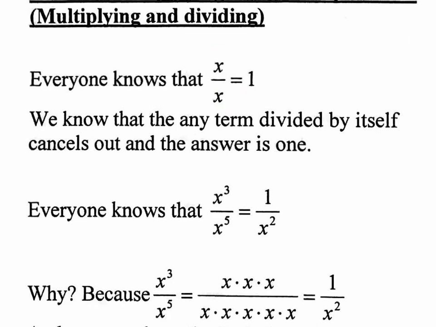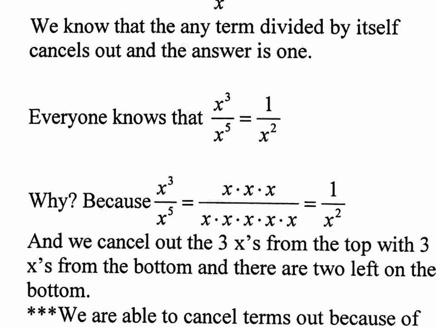So we know that. We also know that x to the third over x to the fifth, you could technically cancel out 3 of the x's on top with 3 of the x's on the bottom, which only leaves you 2 x's on the bottom, nothing left up on top, so we put a 1 up on top. So the answer is 1 over x squared. Now, we understand this, right? We should understand it at least.